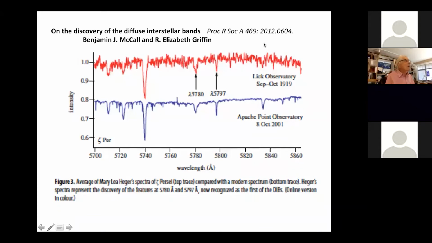I've done it. So there you see an example taken from this excellent historical paper by Ben McCall and Elizabeth Griffin. They've put in some modern spectra, but it shows two of these bands there, which she was able to show were interstellar.